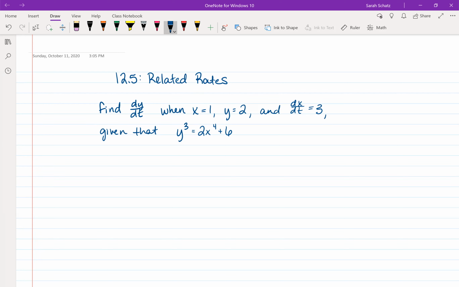The first thing I want to say is that when we see the word rate, you guys, anytime you think about the word rate, it implies a change over time. And your time variable is t. That's why we see those dt's in there. I want to know, what does this say, dy dt? I want to know how y is changing over time. When I have a fixed value of x equals 1 and y equals 2, notice I'm given dx dt, which means I know how x is changing over time. And that value is 3.